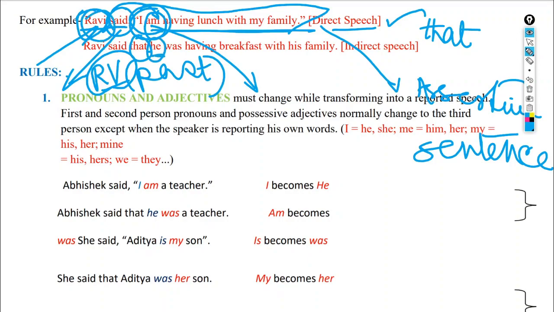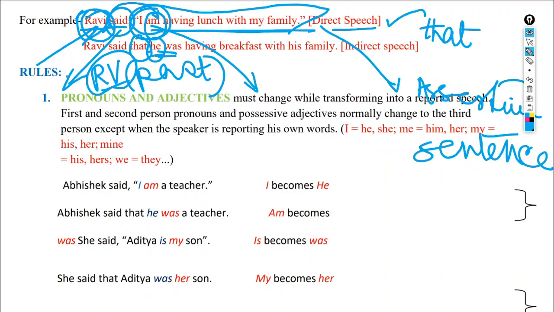Ravi is the reporter here. He is the doer. He is the subject, and this noun will be changed into the pronoun on the basis of the context. So that rule also will be talked about. Ravi said that he was having breakfast with his family.